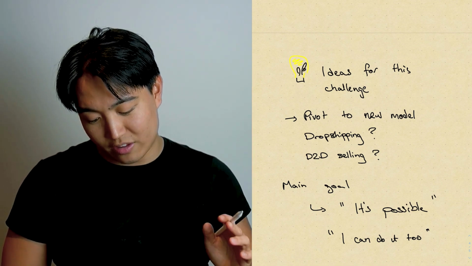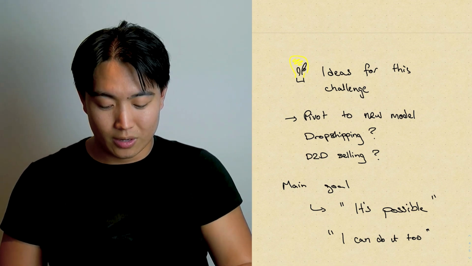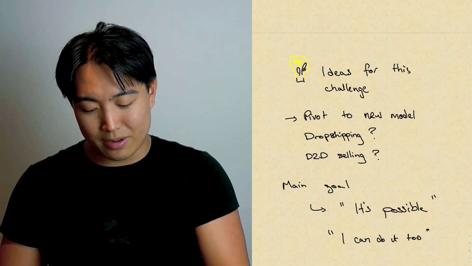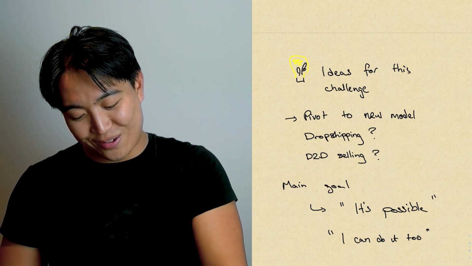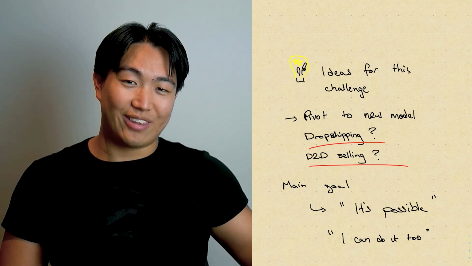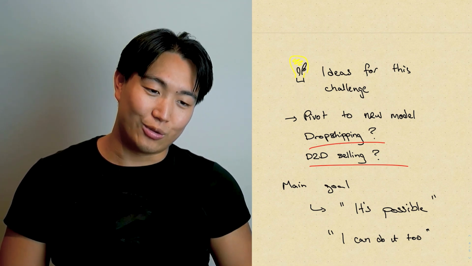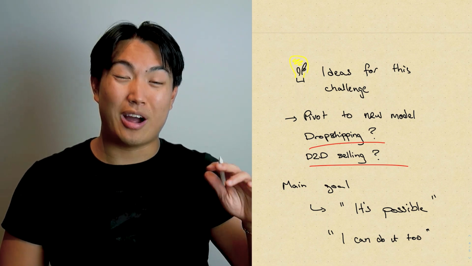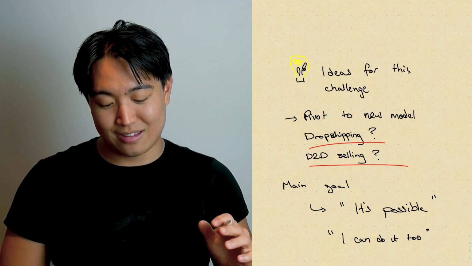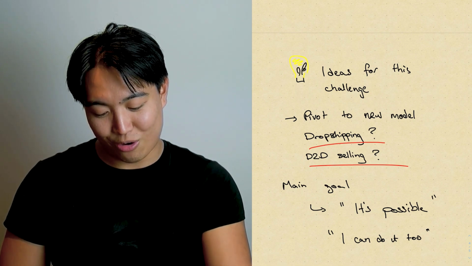What we could do for this challenge is pivot into a new model, such as dropshipping, or maybe even door-to-door selling. Door-to-door selling is the area that I got started in, right? When I was 18, 19, I did a door-to-door internship. Didn't end up going too well, but I learned a ton from it. And that is something I would be quite interested in having a crack at again.